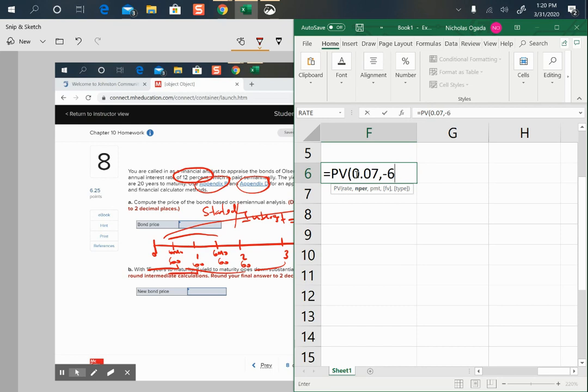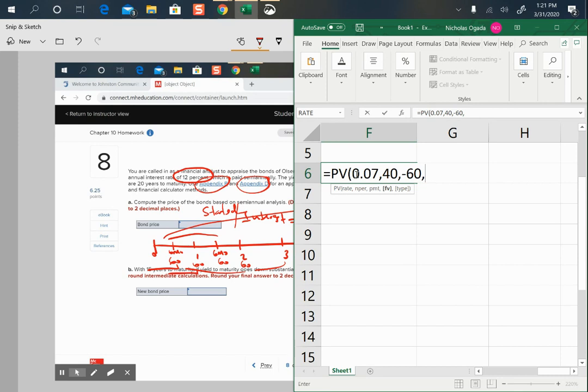First of all, we need to determine the number of periods. How many periods do we have here? We said we have 20 years and we have 2 periods per year, so we have a total of 40 periods. And then in terms of the payment, it's $60 every period, and therefore our cash outflow is $60 every period.